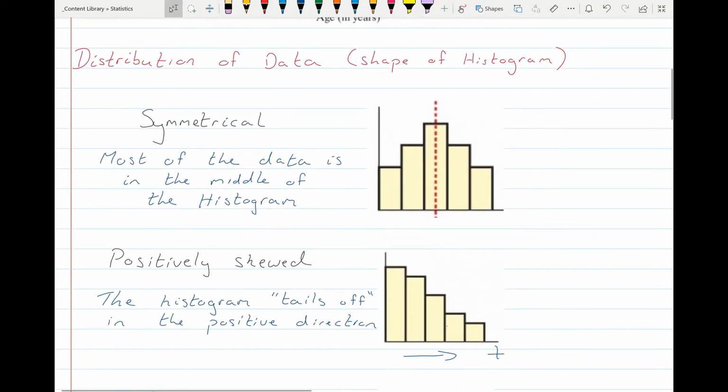Distribution of data, or the shape of a histogram, is quite important. So this is another way of describing our data. Before we were describing them using the mean, mode, median, and the range, and now we're also going to talk about the distribution of the data.